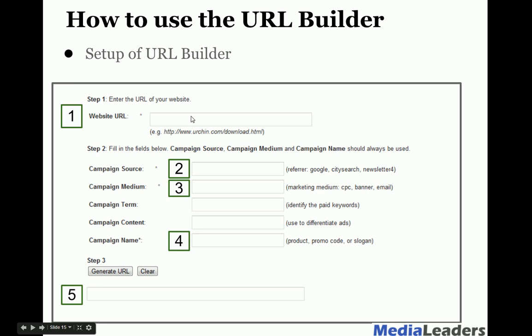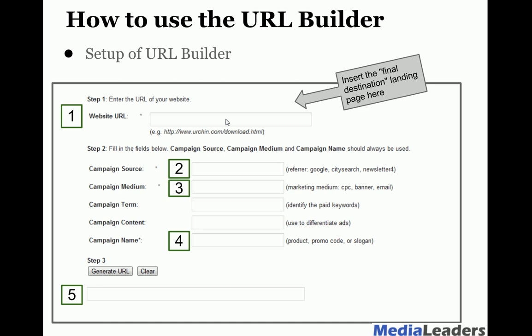Josh, what do we put in URL? Well, you're going to insert the final destination landing page here. That could be Armor Self-Storage, it could be pizzahut.com, whatever, wherever you want people to end up going to see your content. That's what you put in there. Then the next thing, number 2, the campaign source. What is the campaign source, Josh? It's the name of the site that the link will live on, and I'll show you in a second. It's going to be a social network or an email.